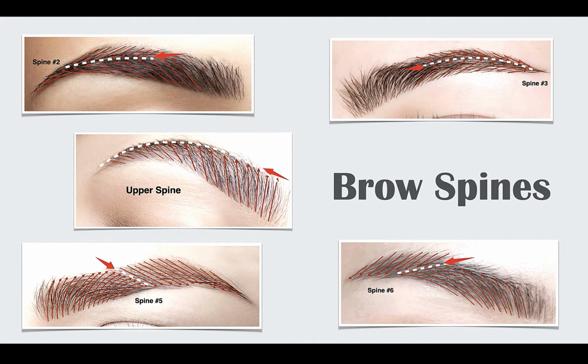The spine will occur in one of 5 places on the brow and is identified according to the brow mapping numbers. Identifying the spine is how an artist knows which strokes will be made in a downward direction and which will be made in an upward direction.